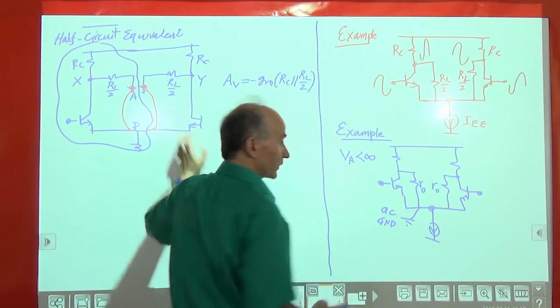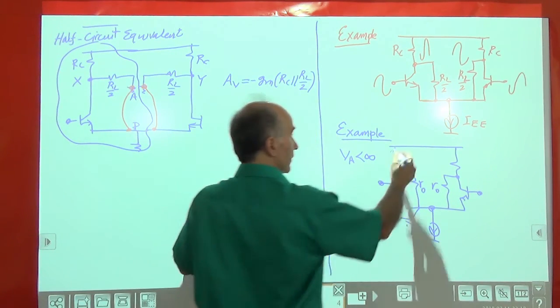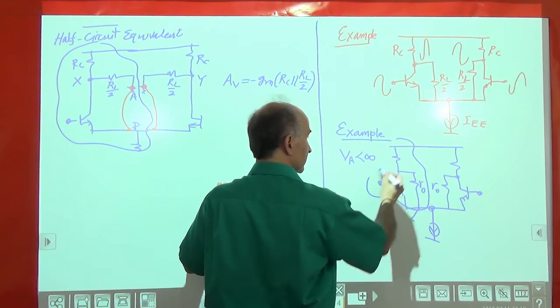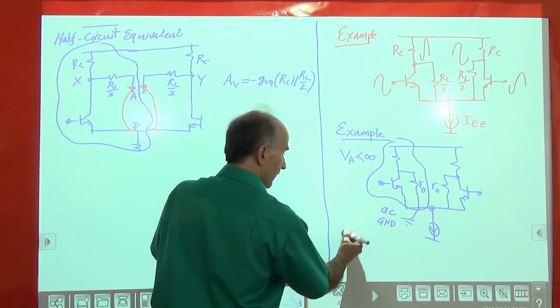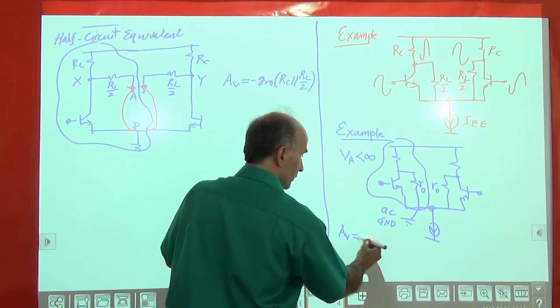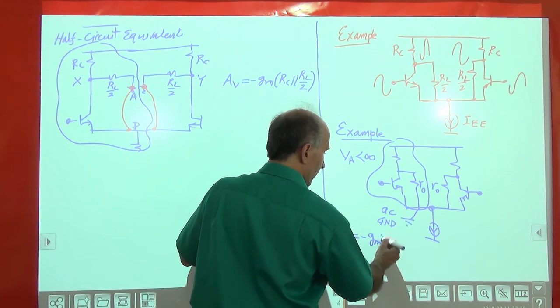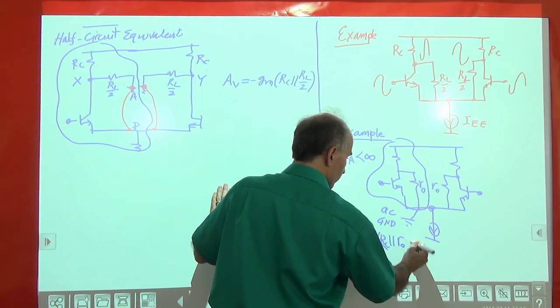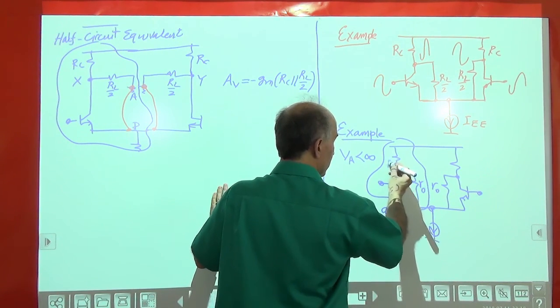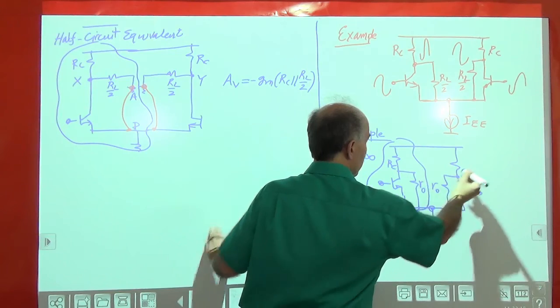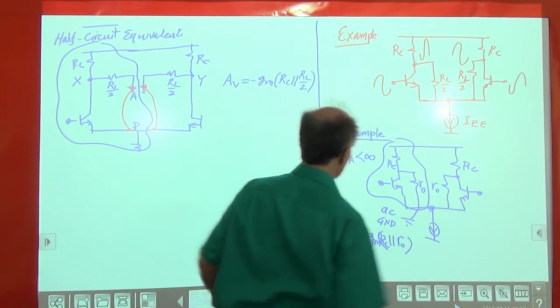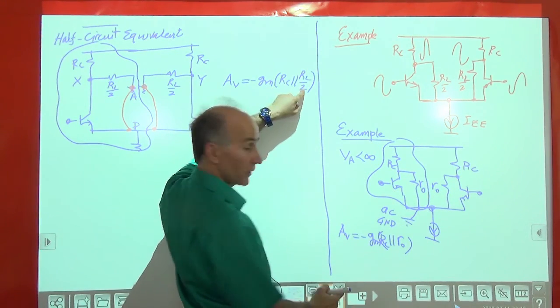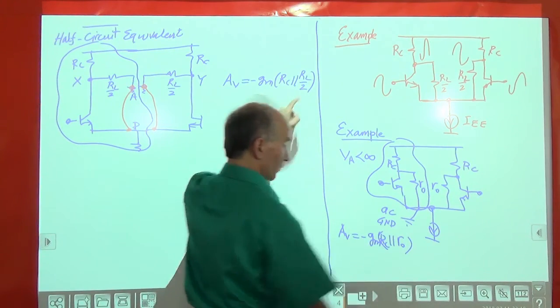So I can write the voltage gain of the circuit based on only half of it. Right? So I can say that the voltage gain is equal to minus GM times RC in parallel with RO. This is RC here, and this is RC here. So I just replaced this RL over 2. I changed the name to RO, so I just put it over here.